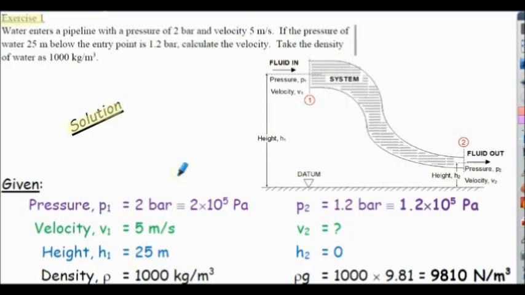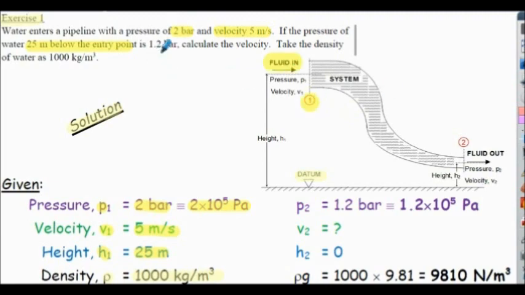So taking the information from the question, we're given P1, 2 bar, converted that straight away into pascals, so that's 2 times 10 to the 5 pascals, or 0.2 megapascals. And the velocity in that is 5 meters per second, so V1 is 5 meters per second. We're told in the question that the outlet is 25 meters below the entry point, so if we consider our datum at the lowest point of the system, which we generally do with energy type problems, purely for convenience of numerical calculations, in this case the height H1 would be 25 meters, given the density of water in the question. So that's all the properties for our inlet to the system.